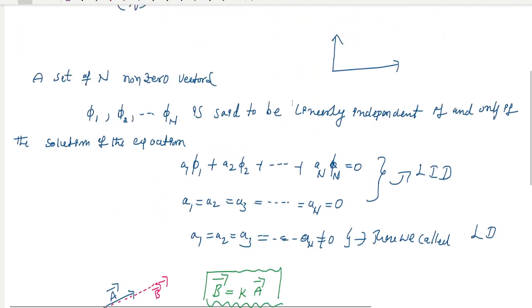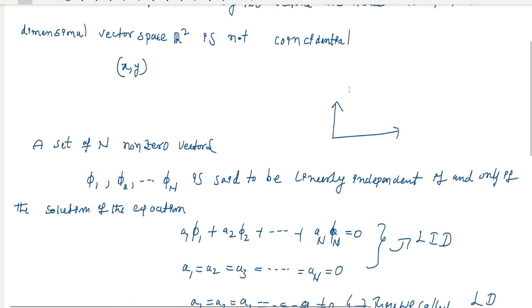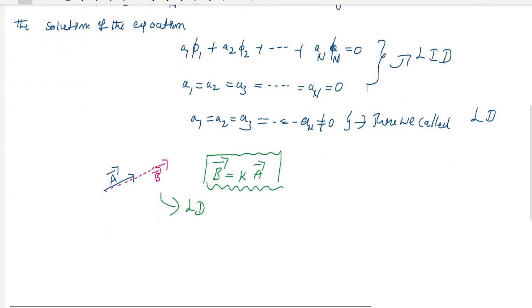Whatever we discussed here, two non-collinear vectors on a plane, this is x and this is y, are called linearly independent vectors.